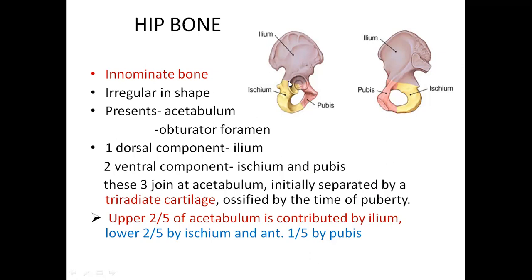Initially, that means during the growth of the baby, you will see they are united by means of a triradiate cartilage. Gradually, that cartilage will be replaced by a bone which is ossified by puberty. So the violet color is indicating the maximum part of the acetabulum is contributed by ilium. That means upper 2/5 of the acetabulum is contributed by ilium, lower 2/5 by ischium, and anterior 1/5 of the acetabulum is contributed by pubis.